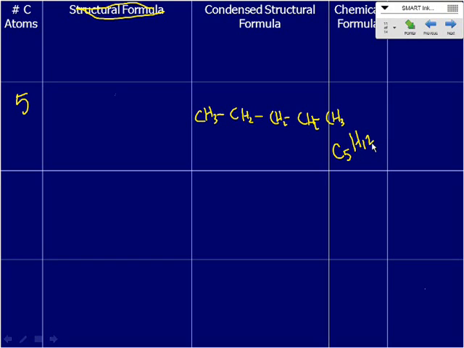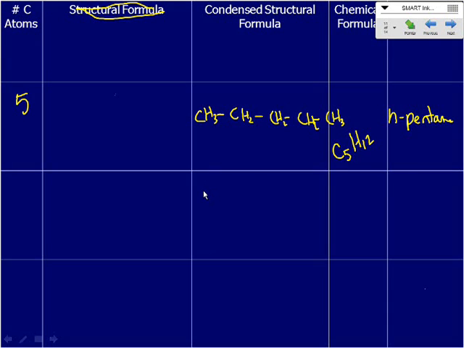Double, multiply by 2, add 2. That's the general formula. We'll write that down in a moment. This, by the way, is called N-pentane. N means normal. It simply means a chain.